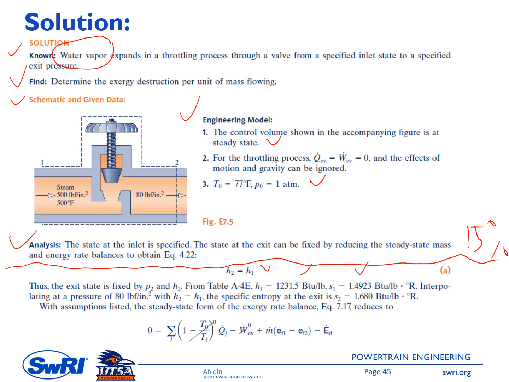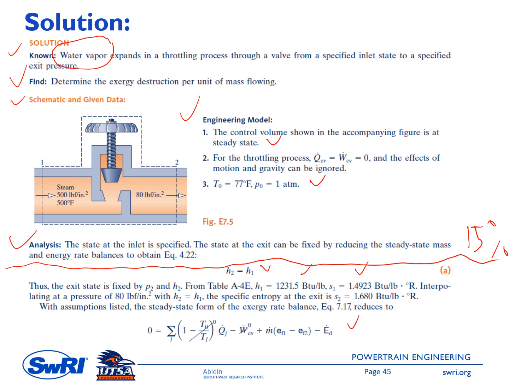For example, you will have H1 here as 1231.5. Then to get the properties at state 2 at the exit, you have P2 of 80 psi and H2 equal to H1, and in this case you need to do interpolation to get the entropy and so on. Next, with the assumptions listed, steady state and so on, the exergy rate balance is equation 7.17. You can get the simplified equation as shown in this slide.